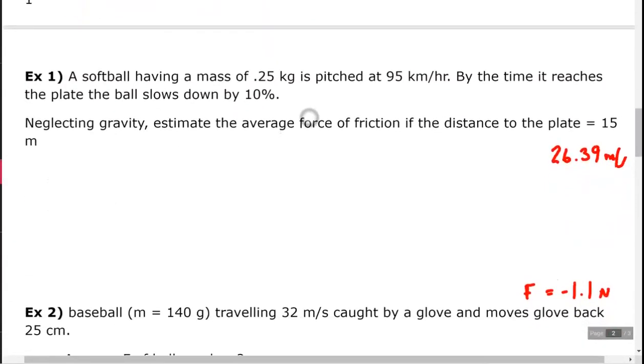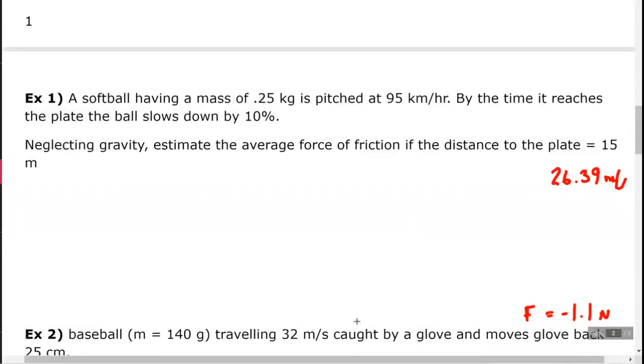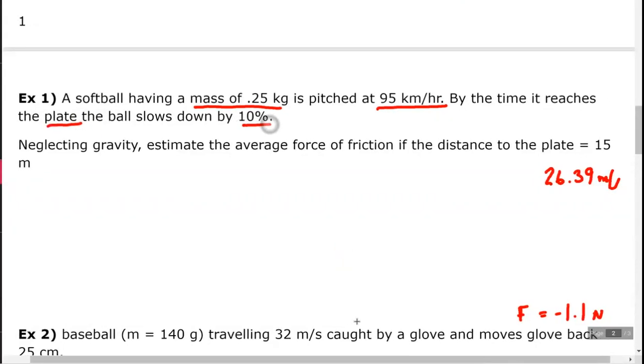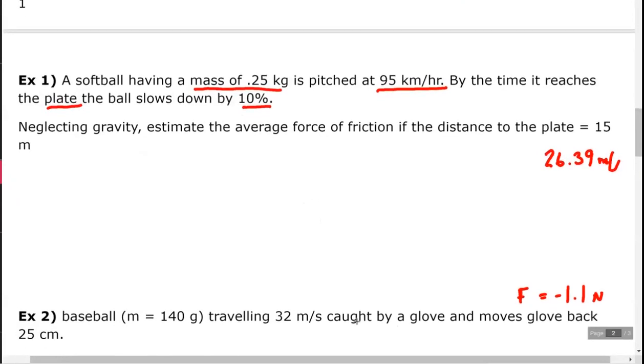Let's try a problem. You've got a softball having a mass of 0.25 kg. It's pitched at this speed. By the time it reaches the plate on the other side, it slows down by 10%. Neglecting gravity, what's the average force of friction that caused that change of energy, that loss of 10% of its speed, if the distance to the plate is 15 meters? So, why did it even change?